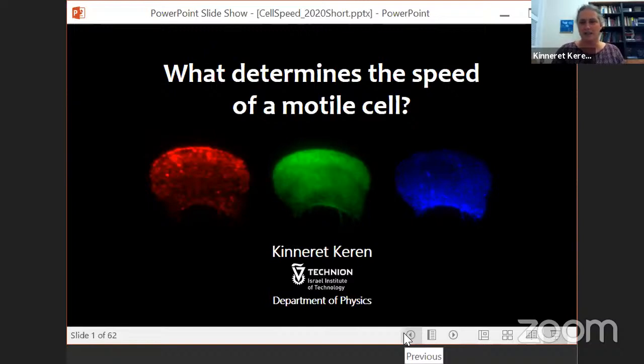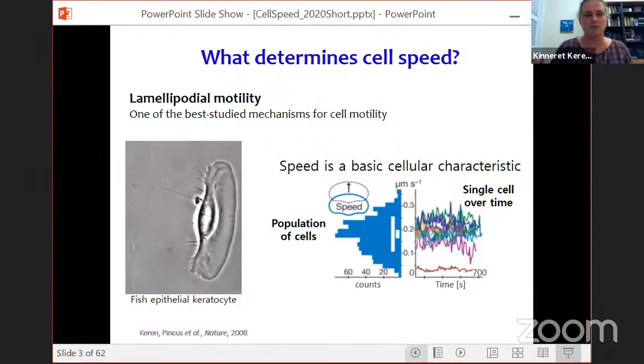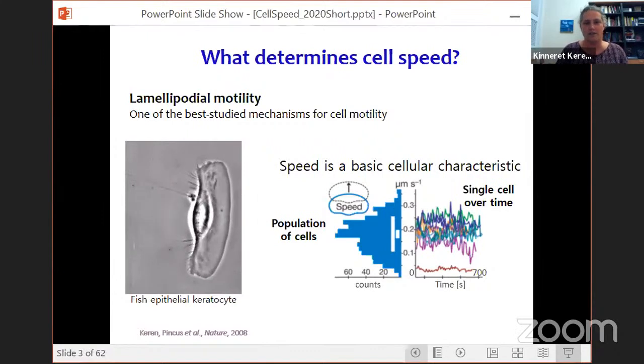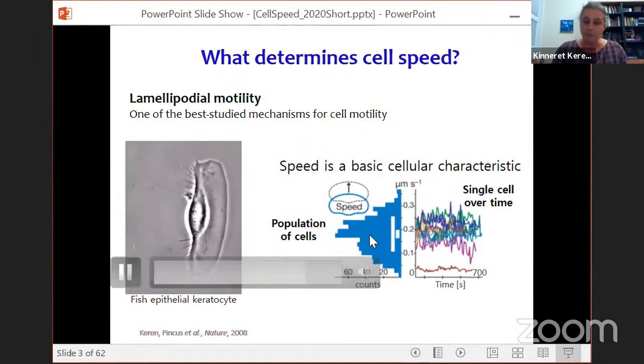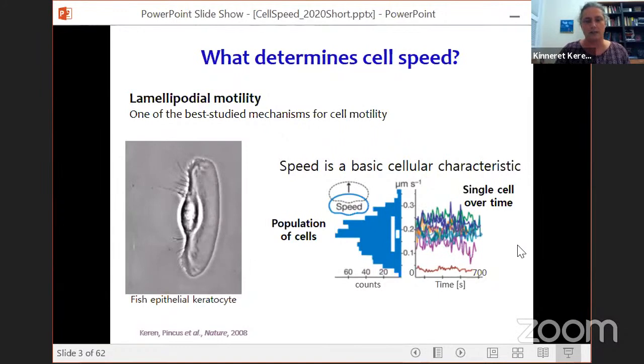I'm not going to talk about size determination, but I'm going to talk about a related question in spirit, which is what determines the speed of a motile cell. I'm going to focus on lamellipodial motility, as you can see here in this fish keratocyte that you already saw in Shashank's talk and Lishi's talk, which is actually a great introduction for my talk, to look at actin dynamics. This is one of the best studied models for actin-based cell motility. The first thing you do as an experimentalist is measure the speed of this cell. You can see here results from measurements we did in keratocytes, which show the variation in the speed in the population of cells, as well as the variation in individual cells over time. The basic question I want to ask today is what determines the speed of a cell?